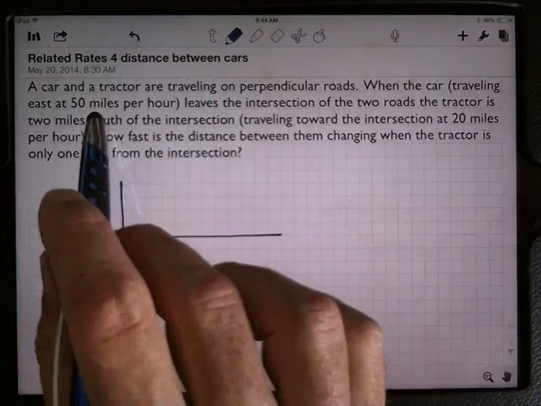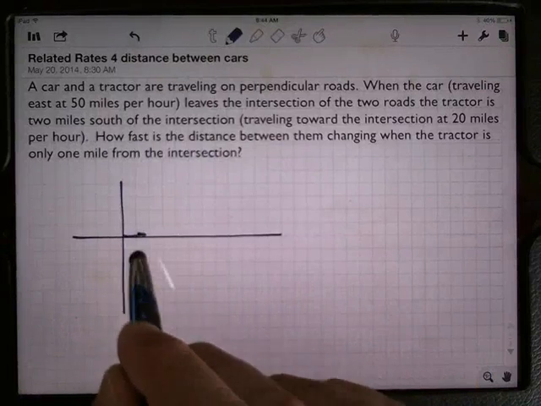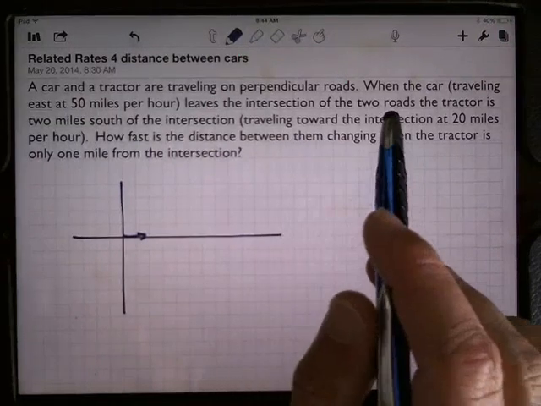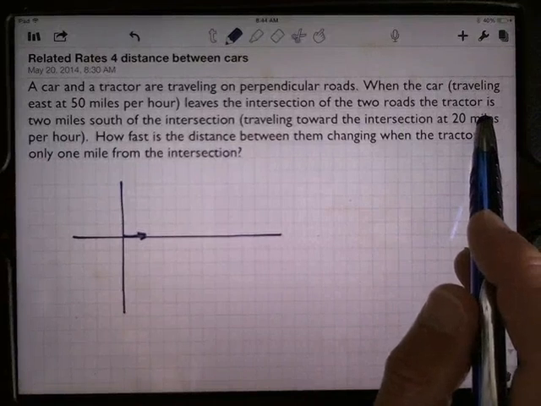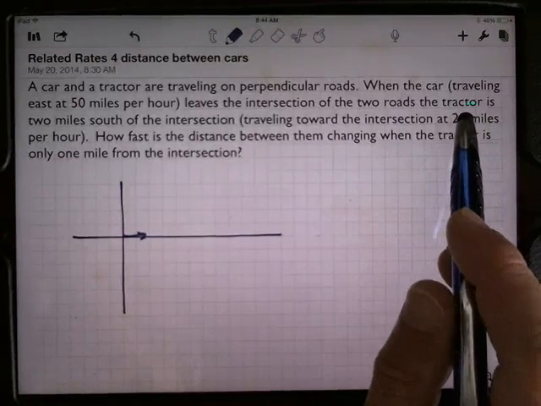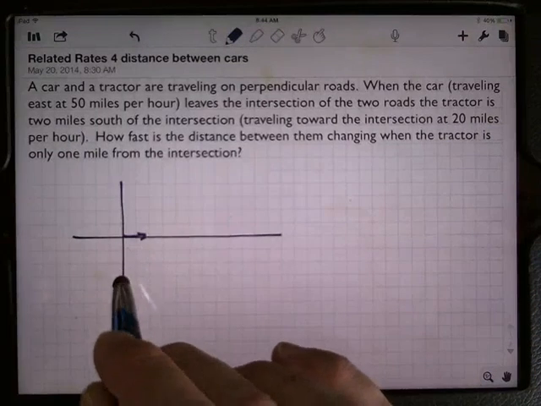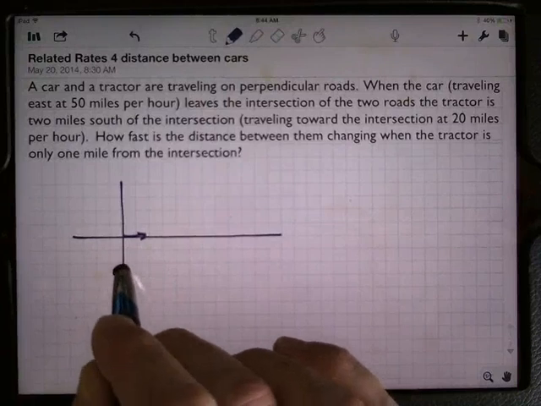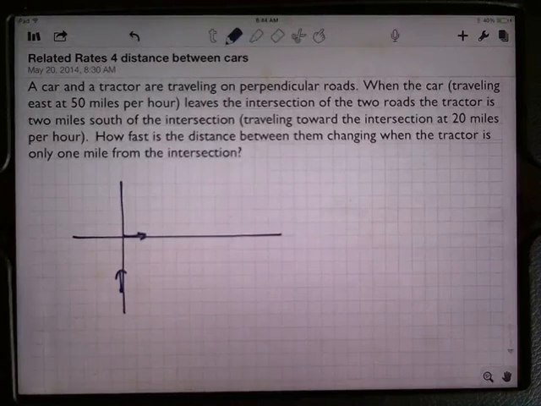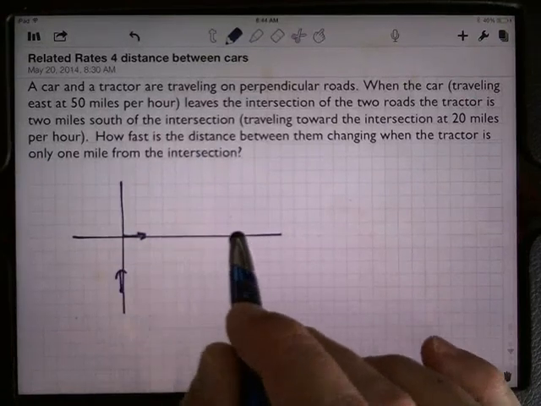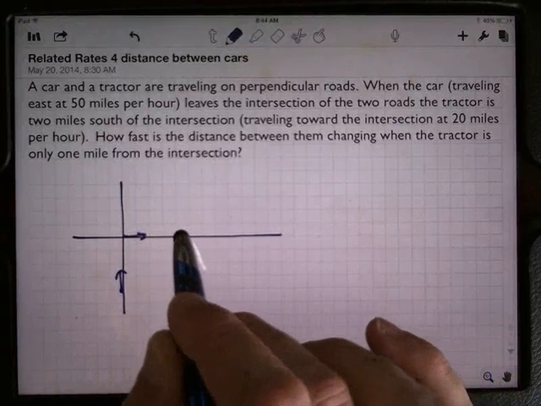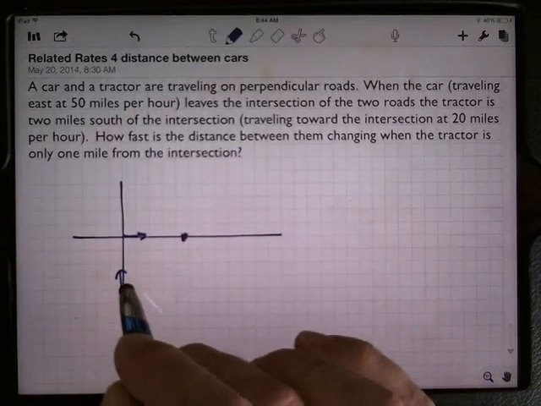So the car is traveling east at 50 miles per hour, so it's headed this way. The tractor is 2 miles south of the intersection, traveling north at 20 miles per hour. So the tractor's down here going that way. The question is, how fast is the distance between them changing when the tractor is only 1 mile from the intersection? Okay, so I'm going to put the car somewhere out here and the tractor somewhere here.